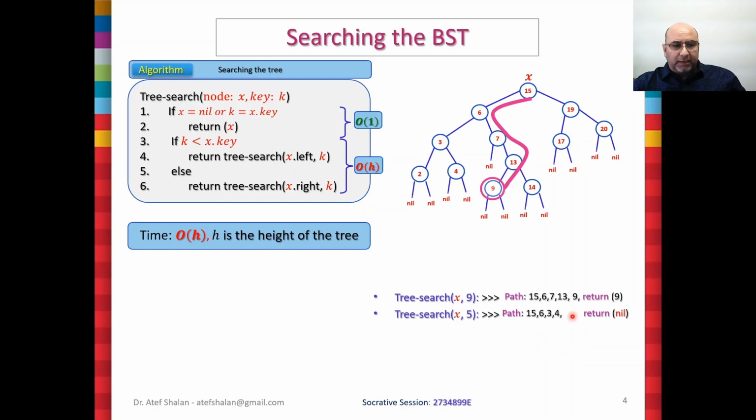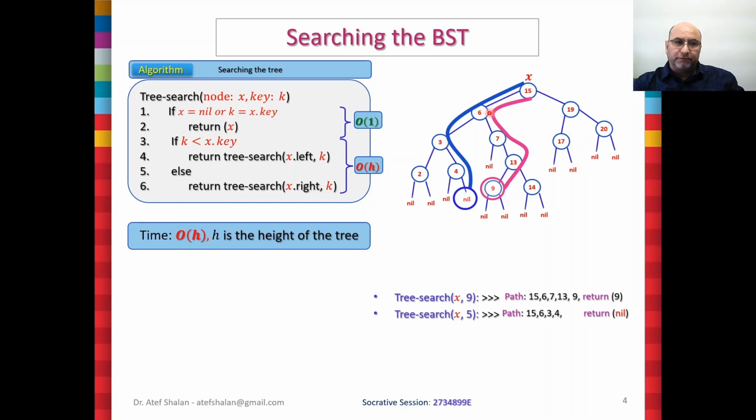Well, we now try another example where we search for something that does not exist in the tree. Something like 5. This tree does not have this 5. So anyway, what happens is this. The algorithm starts at 15, and then it searches for 5. Then it goes to the left.